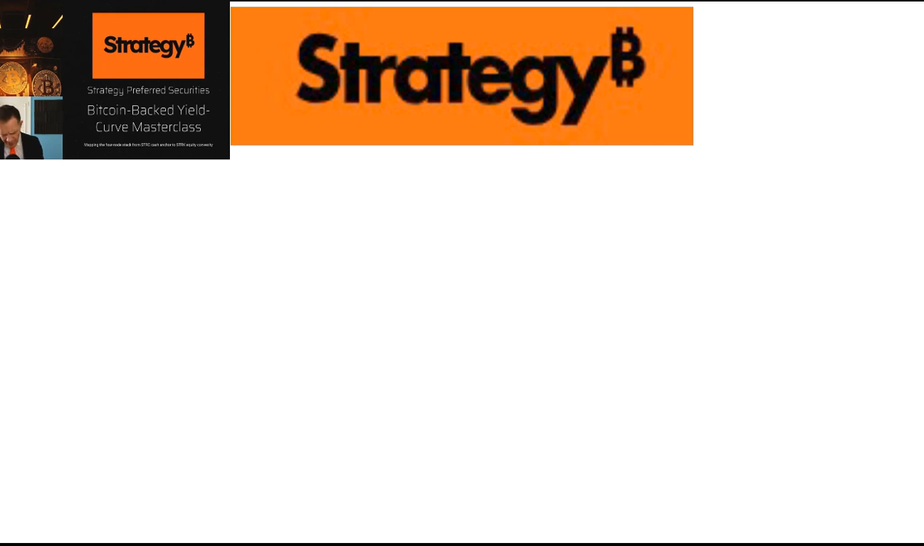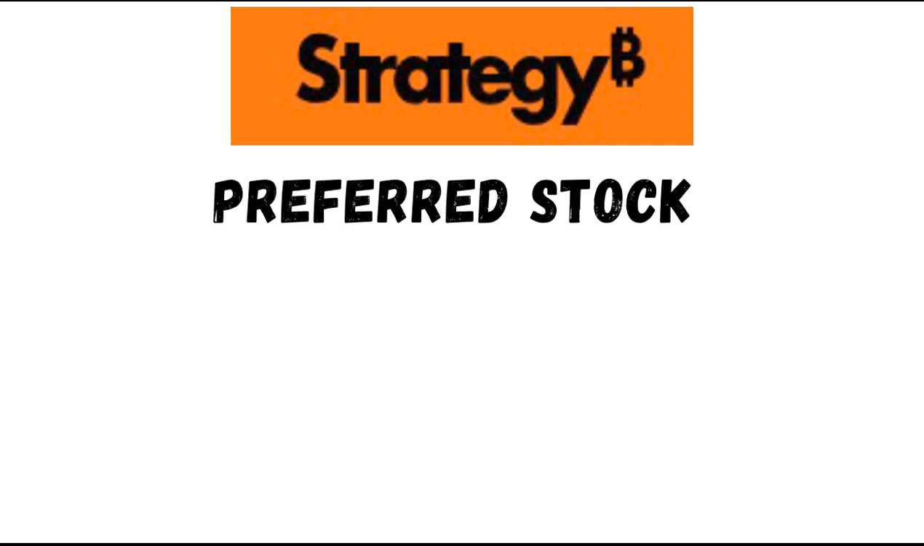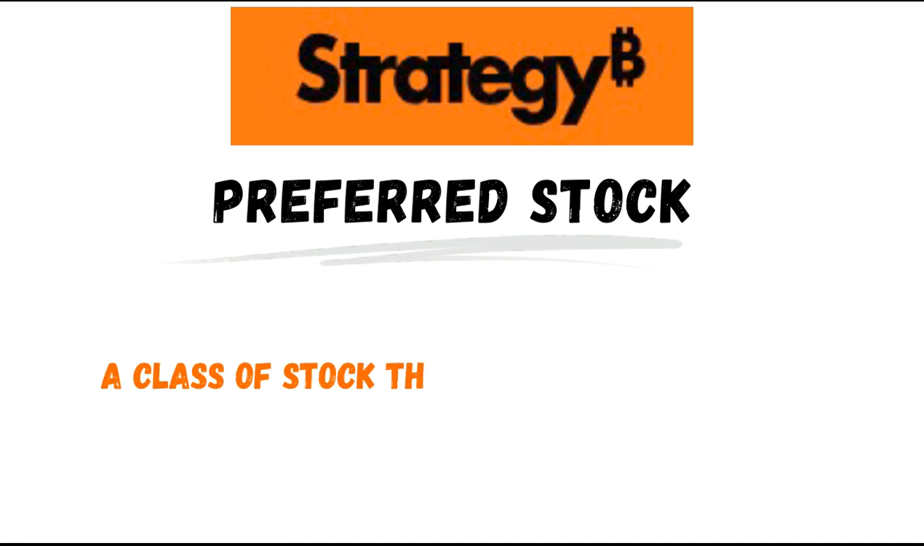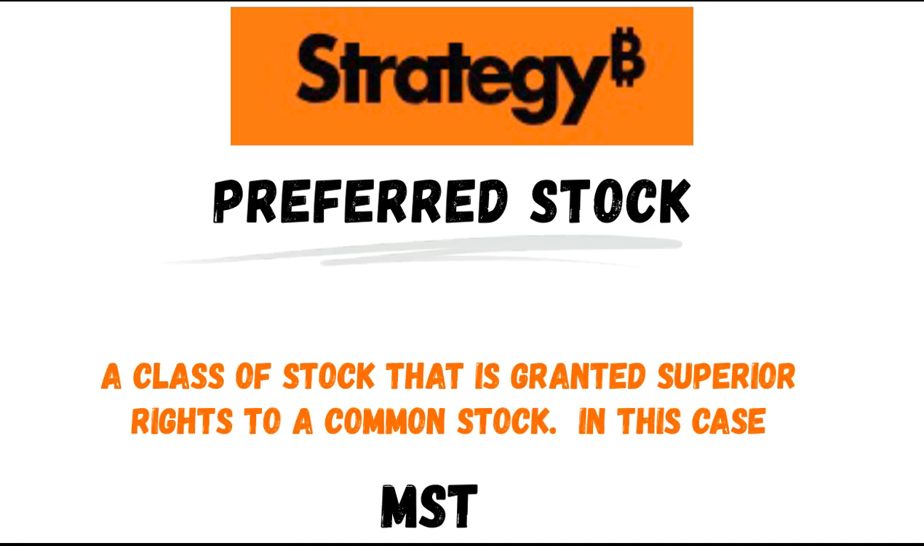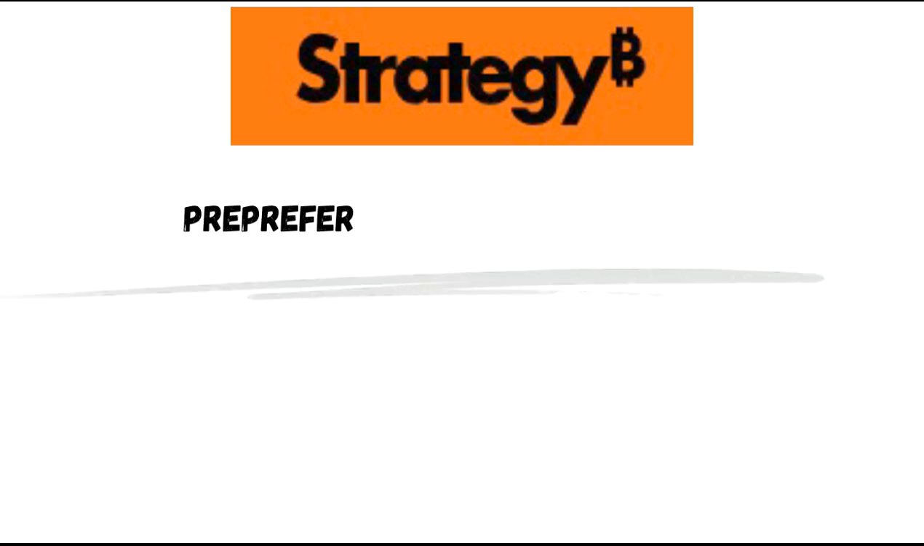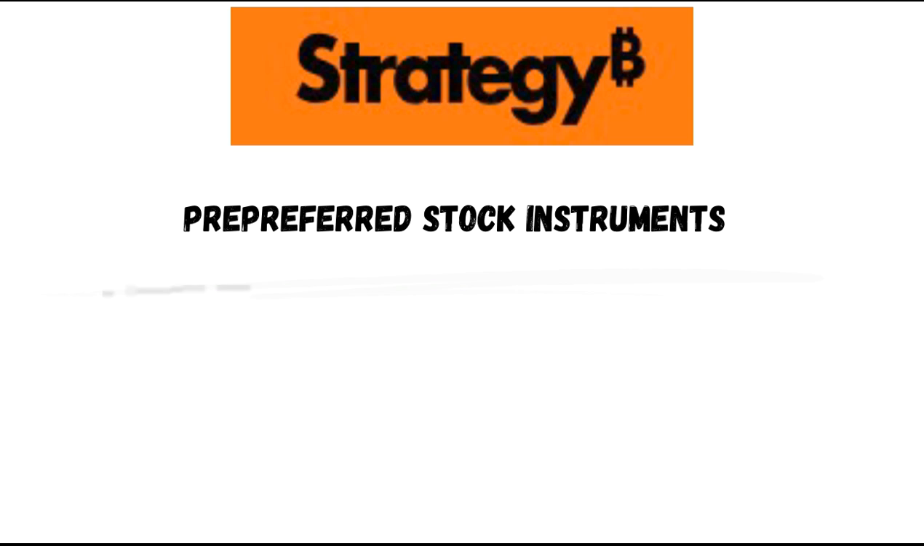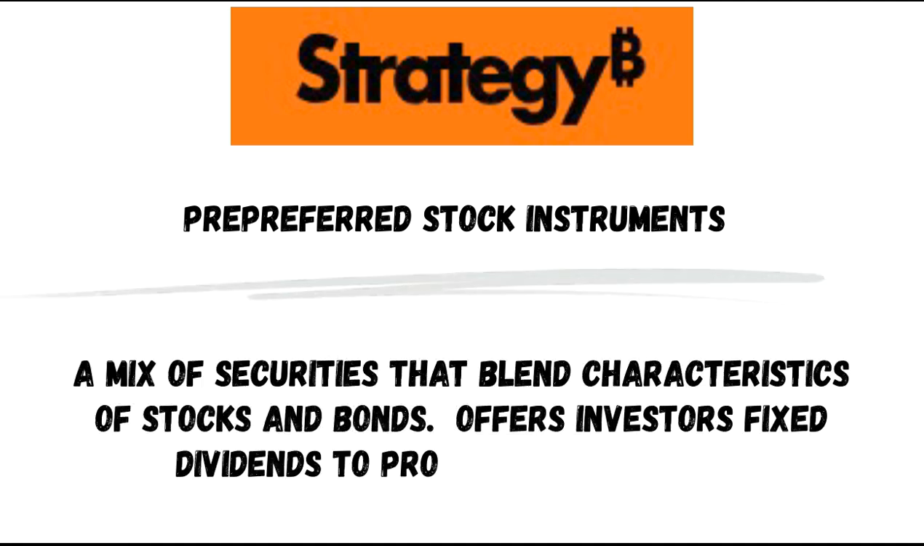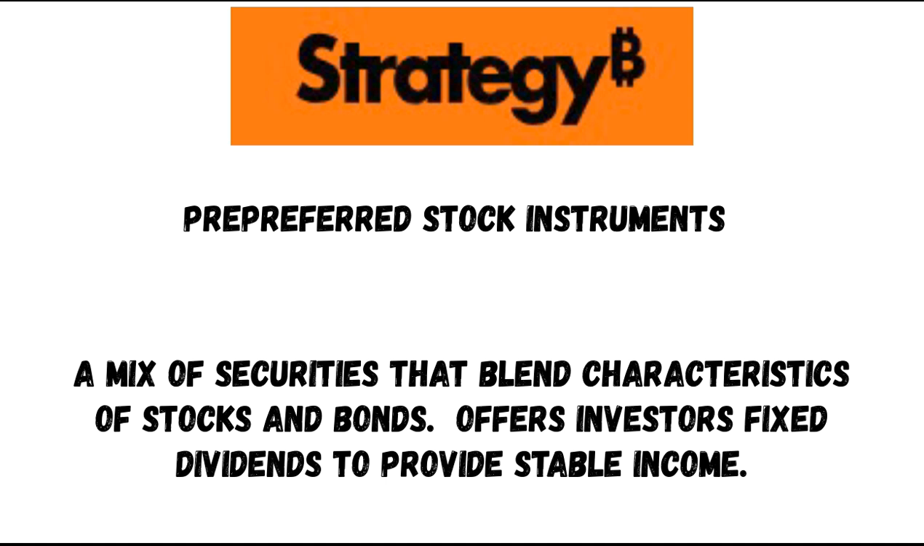So I've talked a lot about Strategy's preferred stock instruments. So let's break down two terms here we're talking about. A preferred stock is a class of stock that is granted superior rights to a common stock. And in this case, we're talking about the common stock of MSTR. Now that we know what a preferred stock is, let's talk about the preferred stock instruments that Strategy has introduced. These can be a mix of securities that blend characteristics of stocks and bonds. This offers investors fixed dividends to provide stable income.